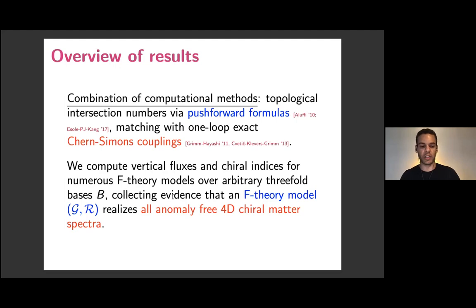And one aspect of the emerging picture of the landscape that we're starting to see is that there is a lot of evidence that the given F-theory model with gauge symmetry G and matter representations R realizes all anomaly-free combinations of chiral matter.